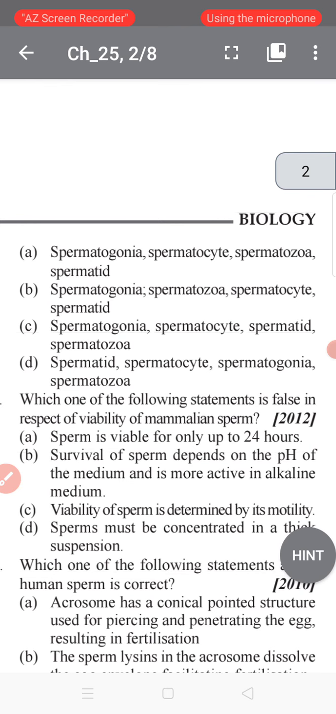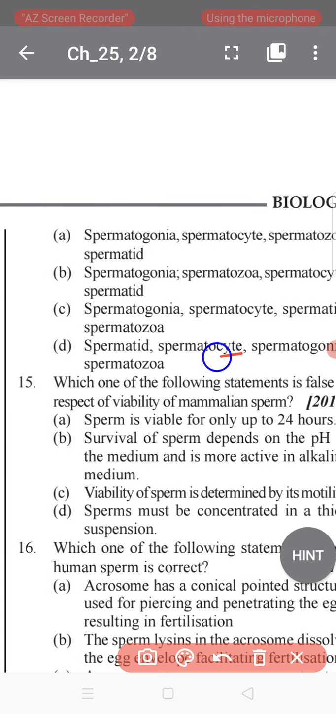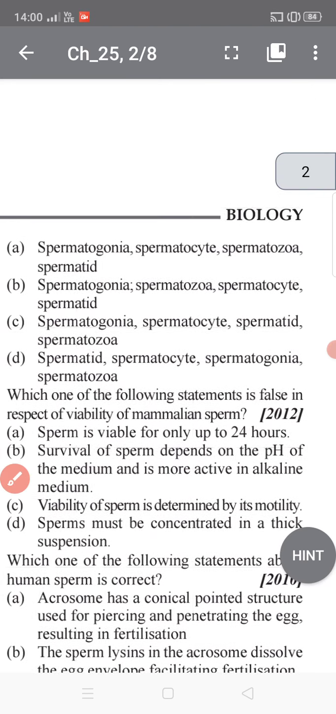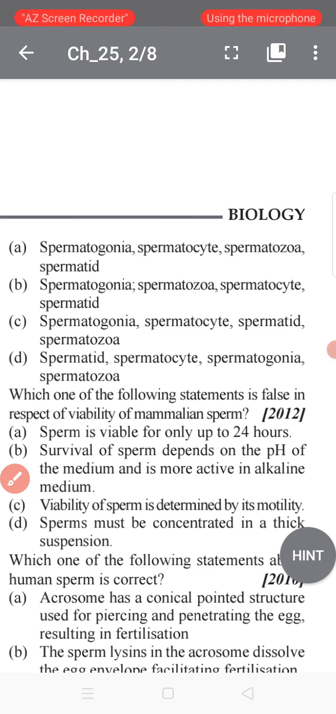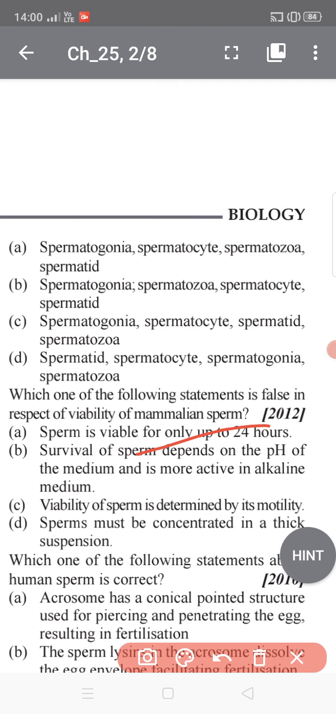Spermatogonia, spermatocytes, spermatozoa and spermatid. Spermatogonia, spermatozoa, spermatocyte and spermatid. Spermatogonia, spermatocyte, spermatid and spermatozoa. And the last option is spermatid, spermatocyte, spermatogonia and spermatozoa.